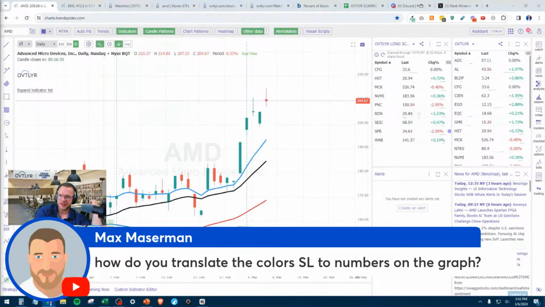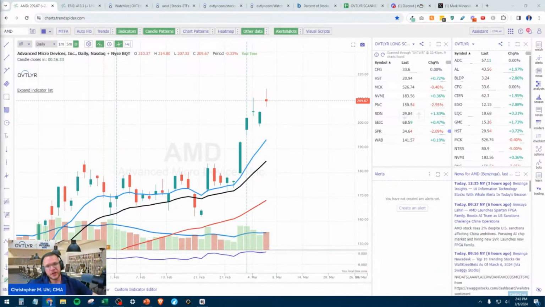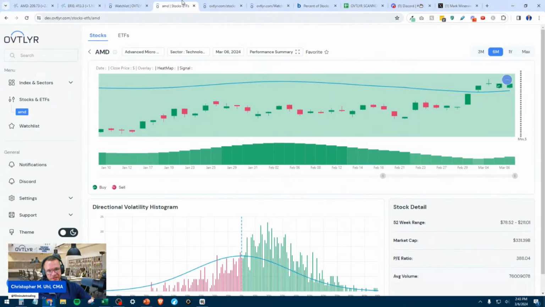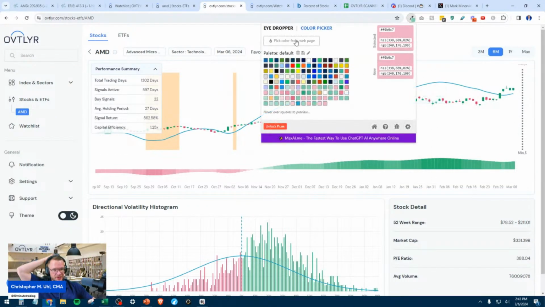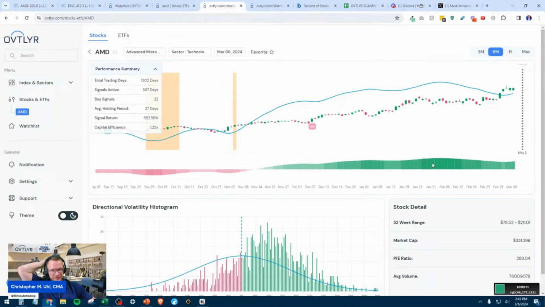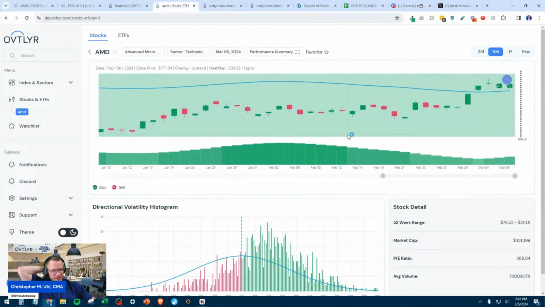Max asks, how do you translate the colors to numbers on the graph? Oh, this is inside the 2.0. You'll see this next week. If you look on this line up here, Max, you'll see where it says heat map G38.12. Those are the new heat map numbers. That was a request that I had made and a couple other customers had made as well. Because historically, I was using a Google plugin to tell me what shade of green it was. In the bottom right-hand corner, you can see the shades of green. So we've made that just like 10 times easier. So it's just right there. So good question.